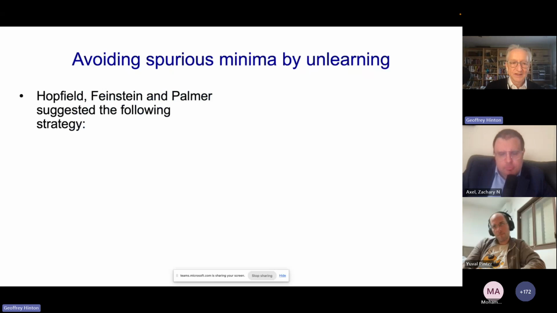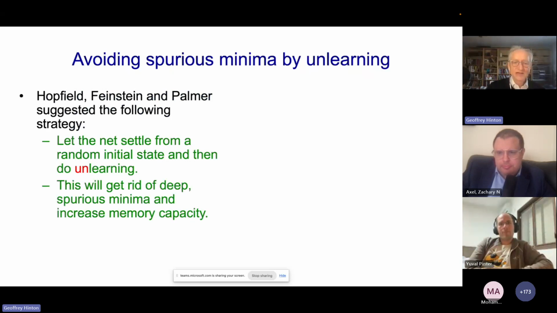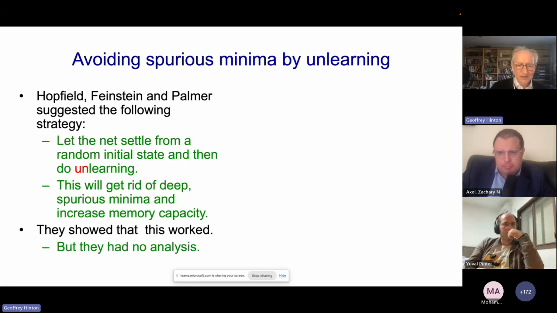So to deal with that, Hopfield, Feinstein, and Palmer suggested that what you should do is put the net in a random state, let it settle, and do unlearning. That way you get rid of deep minima, because it will probably settle to one of the deep minima, which might be the spurious states. This seems extremely optimistic. They showed that it could be made to work, but they didn't have any theory of why it worked. And they didn't have any theory of how much unlearning you should do.